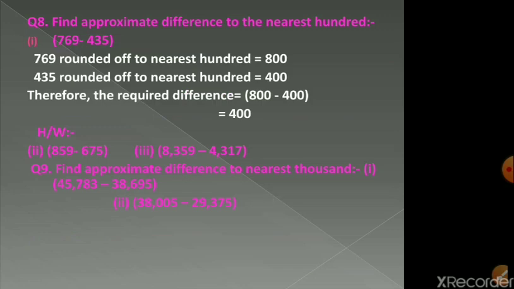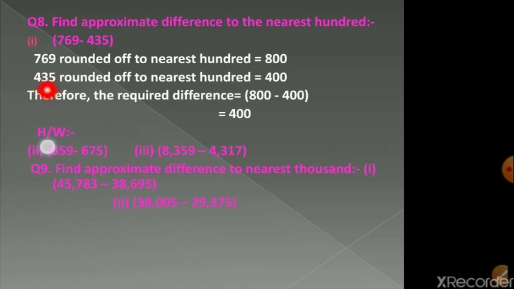Next, question number 8. Find approximate difference to the nearest 100. Again, 769 and 435. So nearest 100 we have to round off. So we will check the tens place. Here in the tens place we have 6, which is more than 5. So the digit in the hundred place will increase by 1. So after rounding off, we'll get 800.